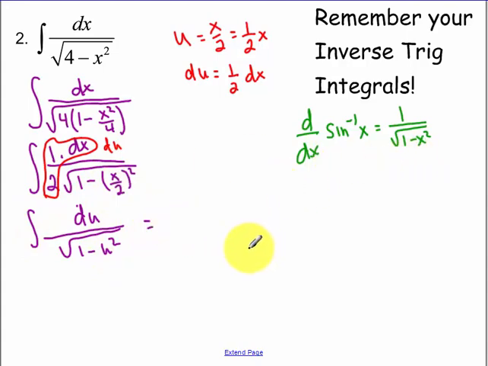So this equals inverse sine of u, I got too excited, of u plus c. Don't forget your plus c. I forgot it in my examples earlier. But my u was x over 2, and we are done.